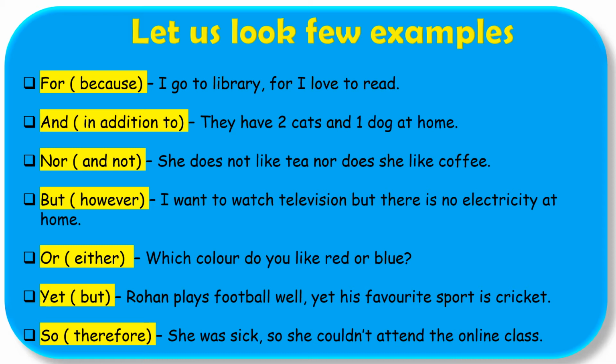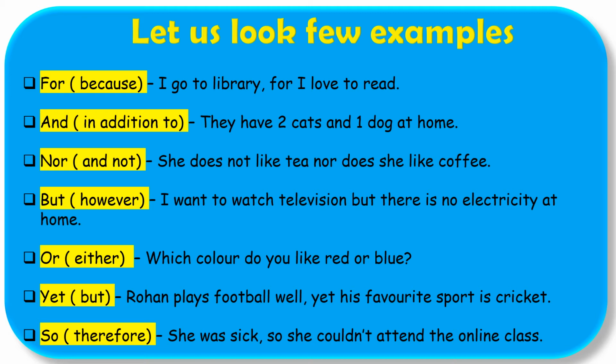Alright. But is used to say however. I want to watch television, but there is no electricity at home. Yes. Now let us see the example for or. Or is used for either. Which color do you like? Red or blue? Alright. Yet. Yet is used when you want to say but. For example, Rohan plays football well, yet his favorite sport is cricket.